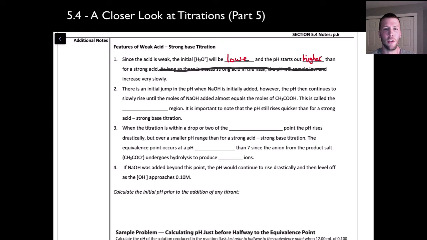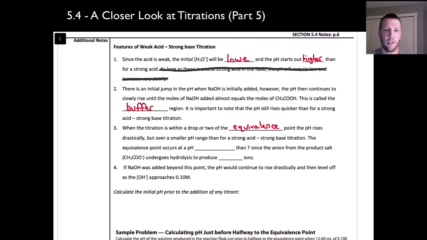There's an initial jump in the pH when sodium hydroxide is initially added. However, after that point, the pH continues to rise slowly until the moles of sodium hydroxide added almost equals the moles of acetic acid. And this is called the buffer region. It's important to note that the pH still rises quicker than for a strong acid, strong base titration.